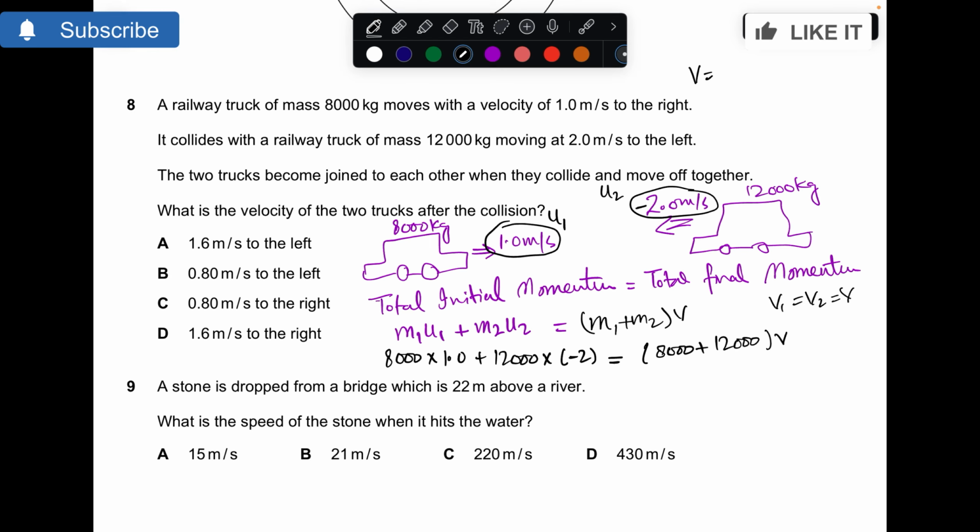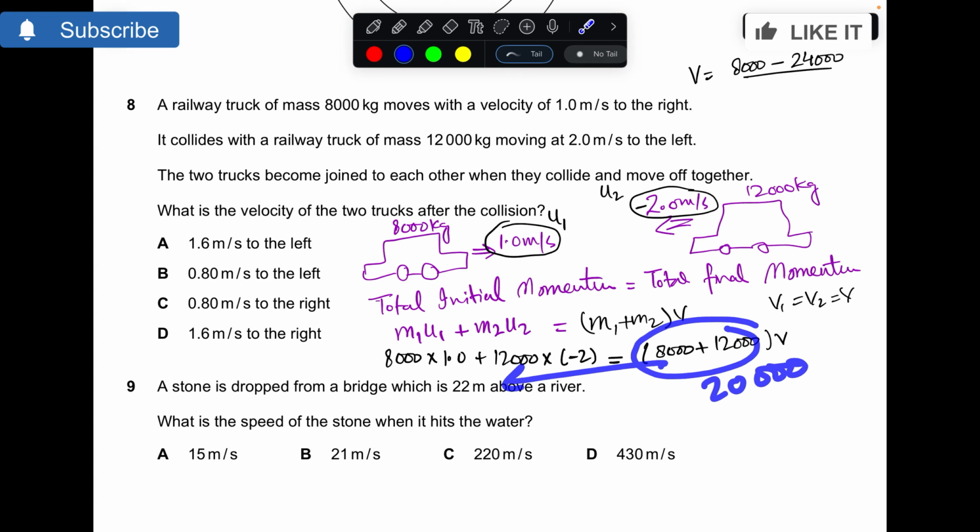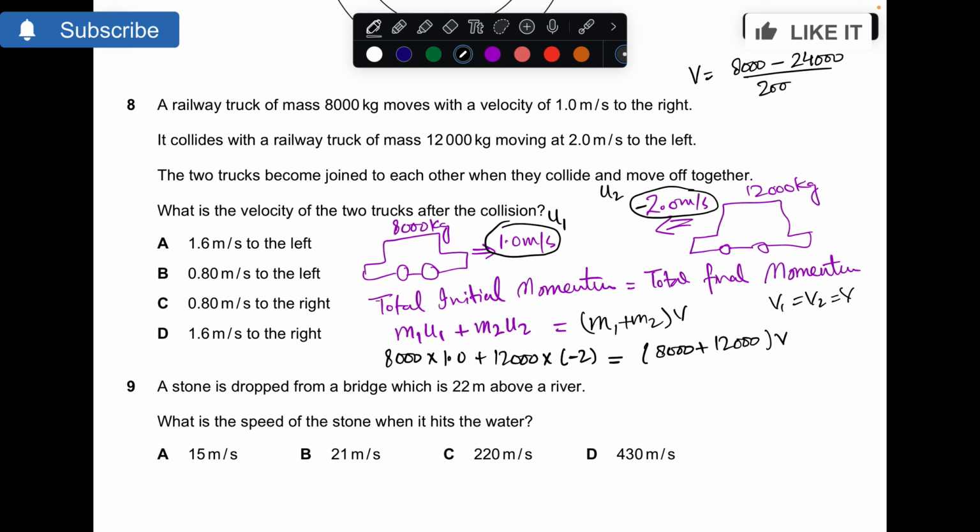V will be equal to, when you do the calculation, 8,000 into 1 is 8,000, 12,000 multiplied by 2 is 24, and there will be a negative sign, and 20,000. This will give you 20,000, and it will go on that side, so it will be divided by 20,000, so it will give you 0.8 and negative, and we know negative velocity is on the left side, so option B is correct. 0.8 towards the left side.